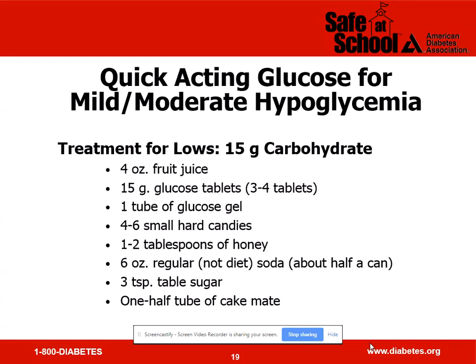Treatment for lows would be 15 grams of carbohydrates. For example, 4 ounces of fruit juice, 1 tube of glucose gel, 1 or 2 tablespoons of honey, or any of the others listed.